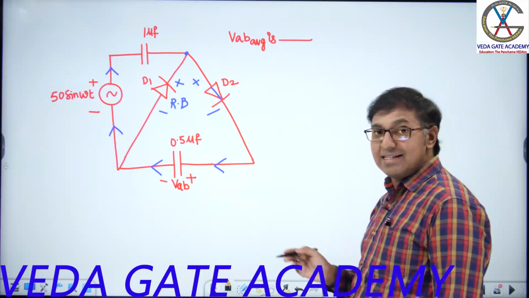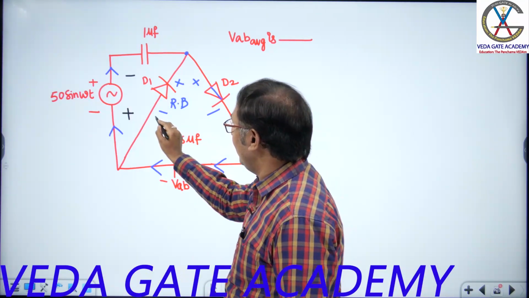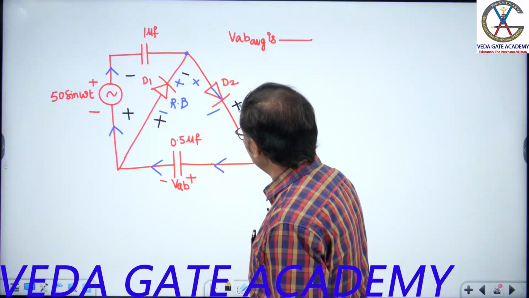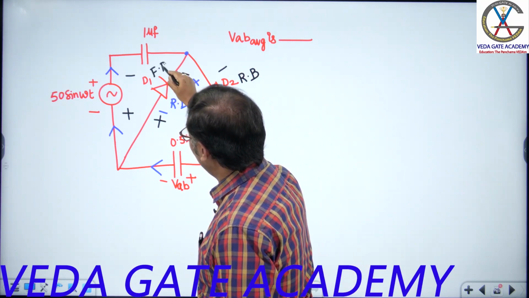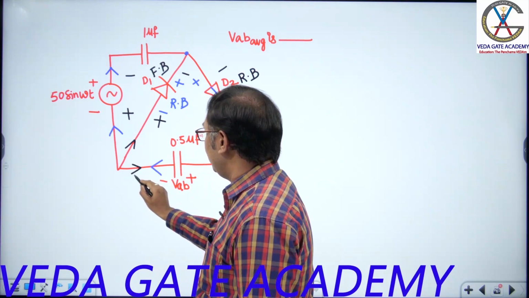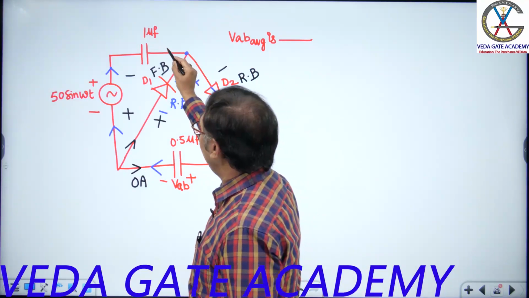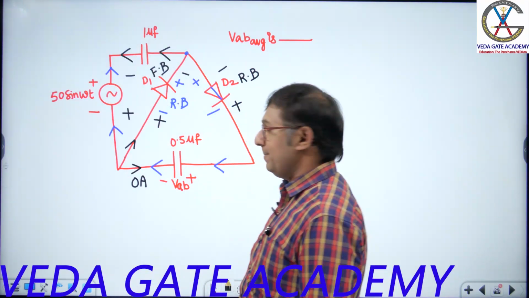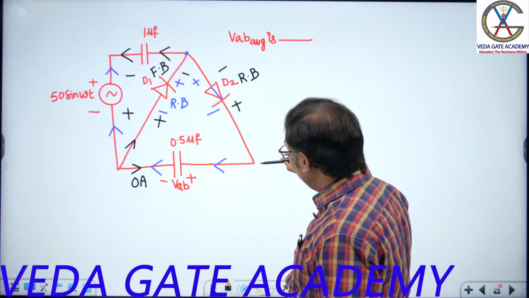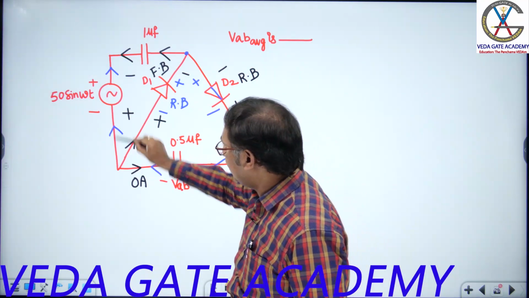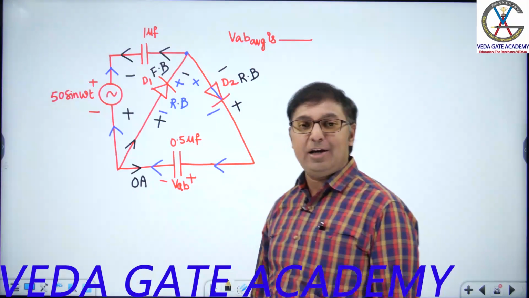In the negative half cycle, here positive, here negative. This diode is reverse biased. What about this diode? Forward biased. Current comes like this. Current in this direction is 0 amperes. Current comes and enters the negative terminal of the supply. In the positive half cycle, current flows through this diode and through this capacitor, and this capacitor gets charged. In the negative half cycle, current flows through this diode and enters the negative terminal of the supply.